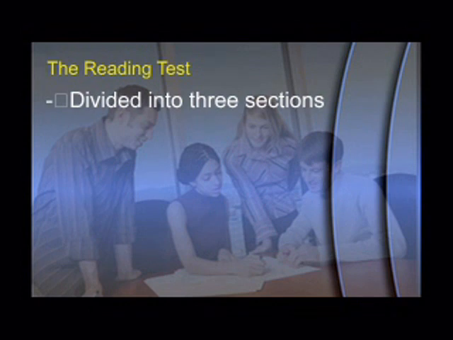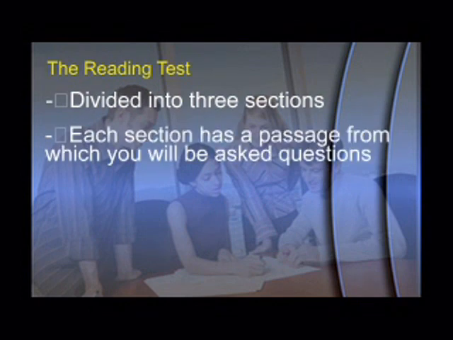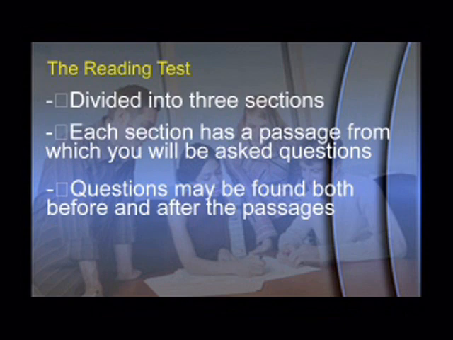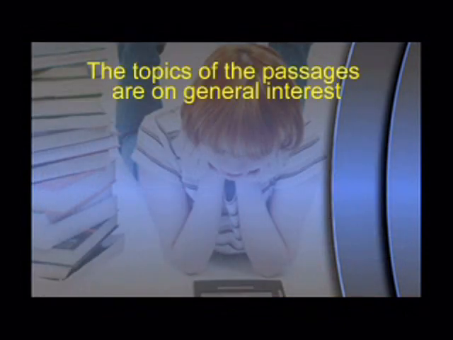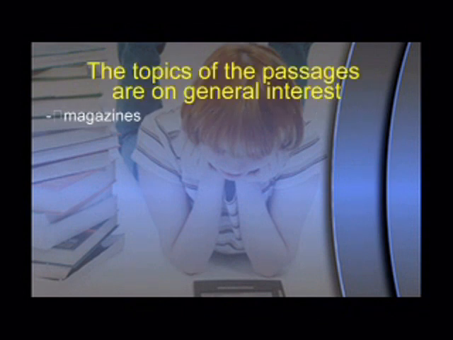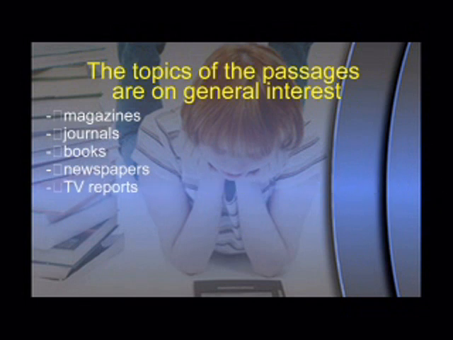The reading test is divided into 3 sections. In each section, you are given a reading passage from which you will be asked questions. The questions may be found both before and after the passages. The topics of the passages are of general interest that can be taken mostly from any type of media such as magazines, journals, books, newspapers, and TV reports.